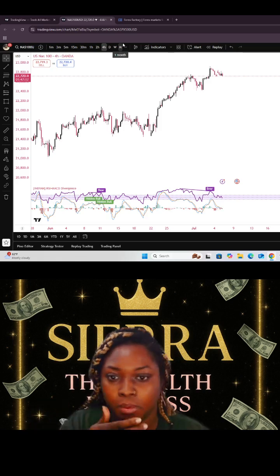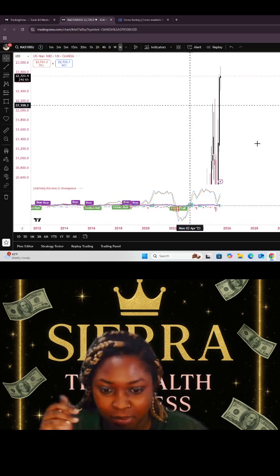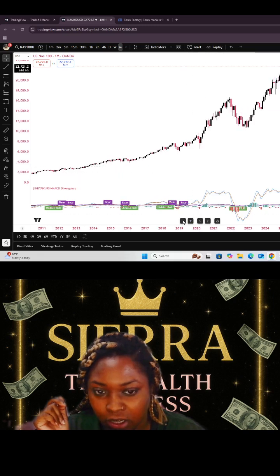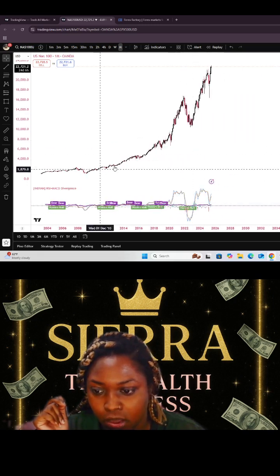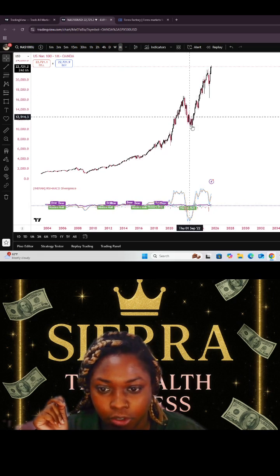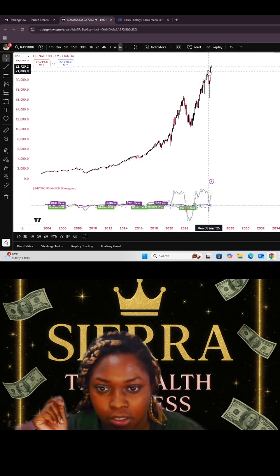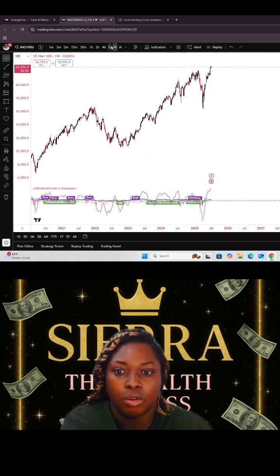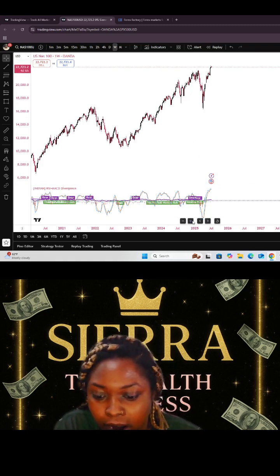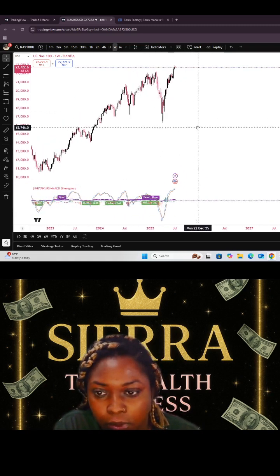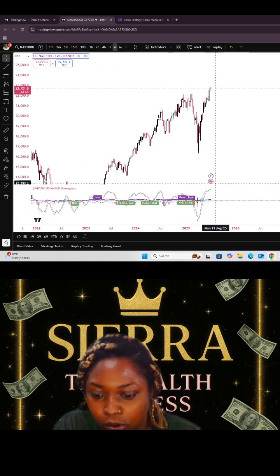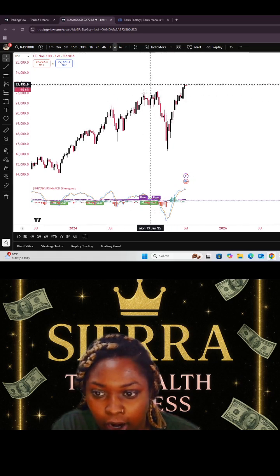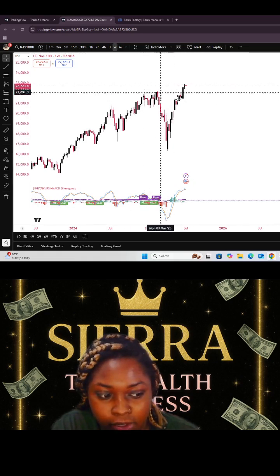Okay? So if we come to the monthly on Nas, you can see it's just a bullish pair. It just goes straight up. You get your corrections and then continuations. You get a little correction, continuation. So now we want to come and find our zones. So there's no zones on the monthly, but we can find zones on our weekly. Okay. And this was our last all-time high area.